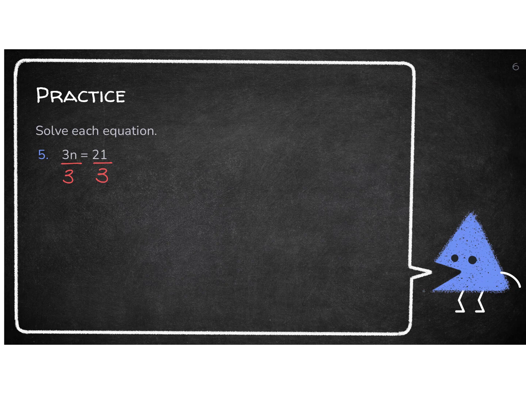So 3 divided by 3 technically gives me 1, but we don't really write that 1 down ever. We just know that 1n and n, or 1x and x, is the same thing. 21 divided by 3 then gives me 7. So now I can go, is the variable alone? It is, and I am all done.